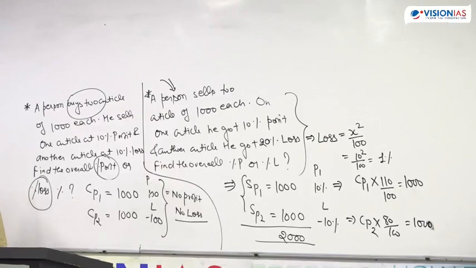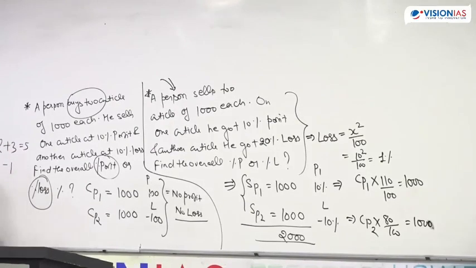Why are loss and profit always calculated on CP? When I say addition, when I say add 2 plus 3, why are you writing 5? Why are you not writing minus 1? Can you answer this question?